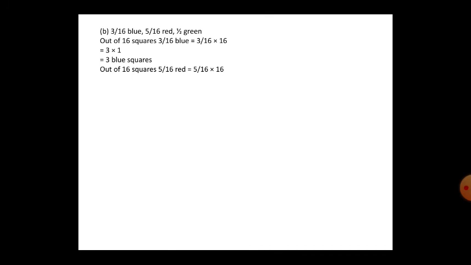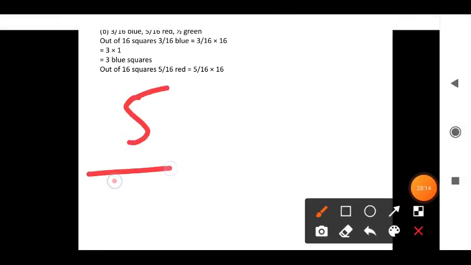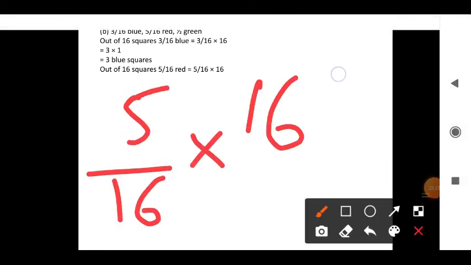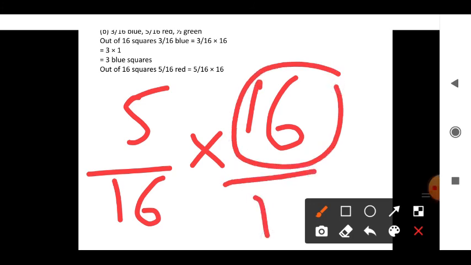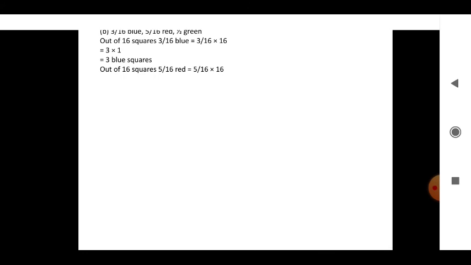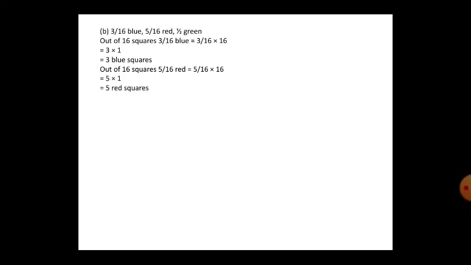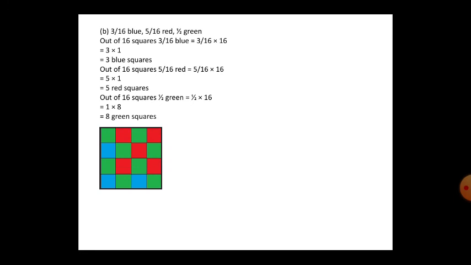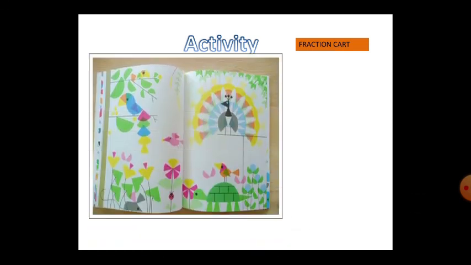So totally how much you have to color with blue? 3. So like that only, out of 16, 5 by 16 is red. 5 by 16 is red means how much you have to color with red? So 5 by 16 into total number of grids. Always you have to take the total number. What they have given as total, that you have to take. 16 ones are 16. So remaining is 5. 5 into 1 is 5 only. So 5 you have to color with red. And half means, 16 half means 8. 8 you have to color with green. See here how you have to do that coloring.